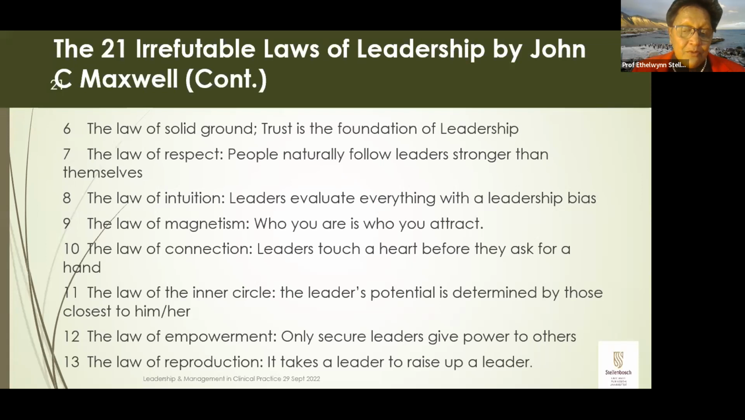This is important because by developing your staff, you are also creating succession planning, because you're not going to be there always. Your staff should feel good about what you are doing for them. Only secure leaders give power to others.